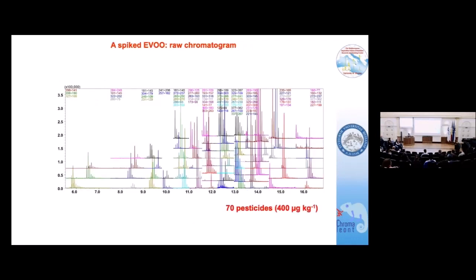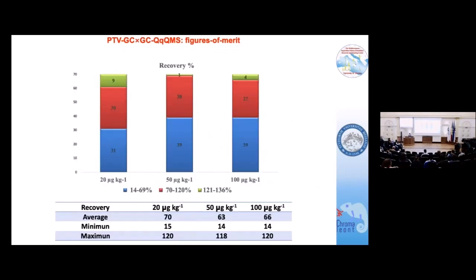And here is how the chromatograms look. In this case, you can see 70 pesticides at the 0.4 ppm level. Now I would like to show you some figures of merit. I know that it's a little bit boring, but I think this is the only way to convince scientists to move GC from research to routine analysis.